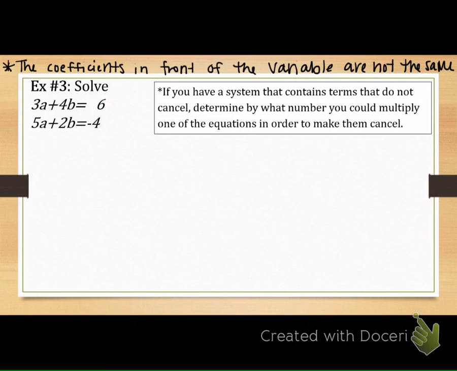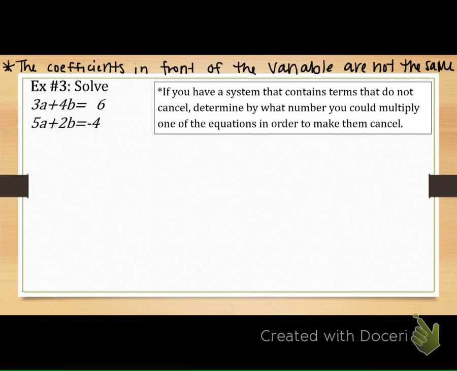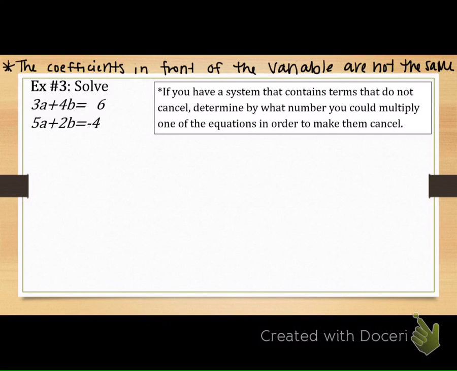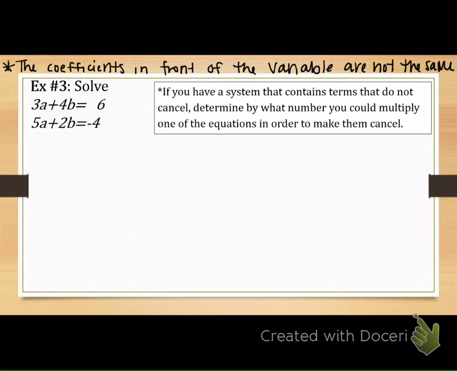So look at this problem here. We have 3a plus 4b equals 6, and 5a plus 2b equals 4. So what I always ask myself is, is it easy to make the smaller number turn into the bigger number? So is it easy to make 3 turn into 5 by multiplying it by something? No. Is it easy to make 2 multiply by something to make it 4? So what could you multiply 2 by to make it 4?